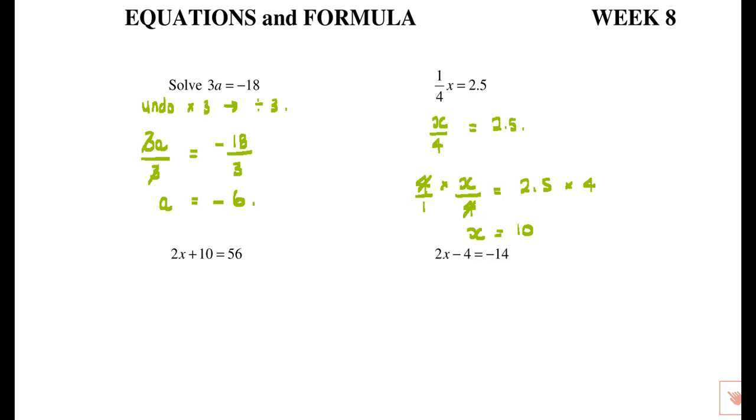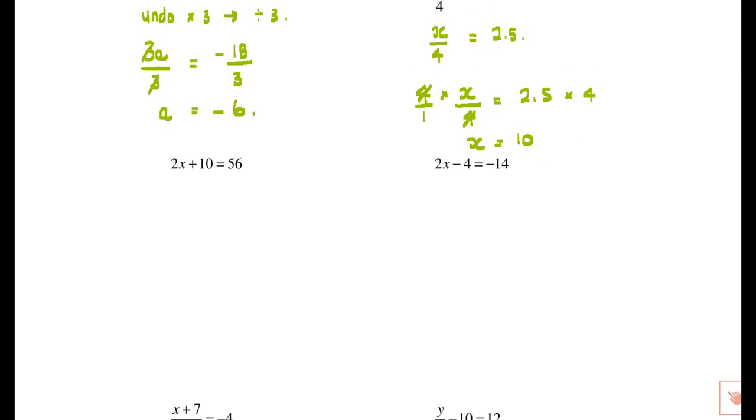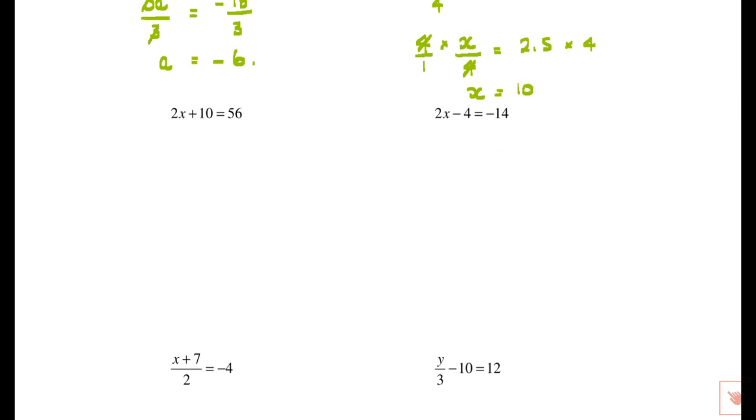Our next one is one that we had in the original, on the first page I think of this week. It's 2x plus 10 is equal to 56. Now what are we doing to x? We're multiplying it by 2, and then we're adding 10 to it, and all of that is equal to 56. So actually, we're doing a couple of things to x, multiplying it by 2 and adding 10 to 2x.